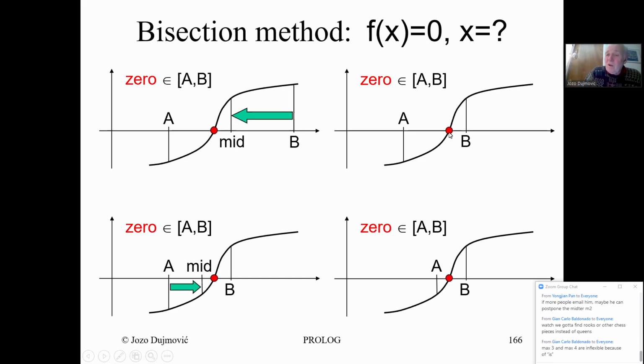Then do the same thing. Find a plus b divided by 2, and you get this value here. And then ask whether the sign at this point is the same as the sign at b or the same as at a. It is the same as a. These are negative, negative. This here was positive, positive. Therefore, move a to this middle point.